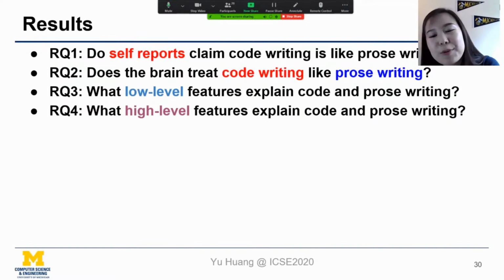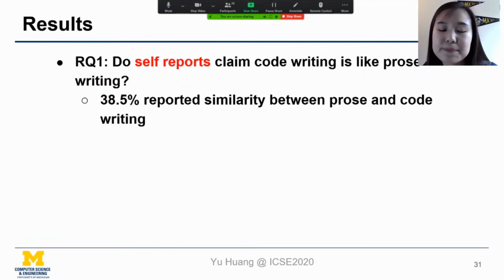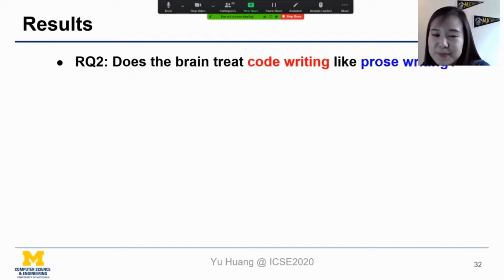Finally, we present our findings regarding 4 research questions. We'll talk about them one by one. Question number 1: do self-reports claim code writing is like prose writing? It turned out 38.5% of our participants believe they are very similar tasks. The question for us is, do the medical imaging findings agree with this or not? Let's take a look at question number 2 then.